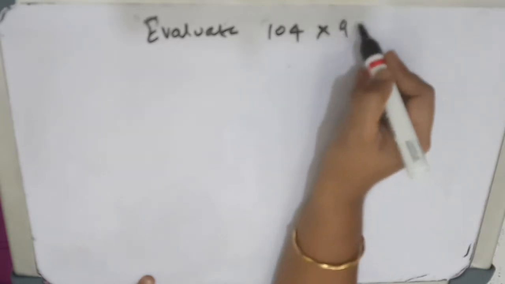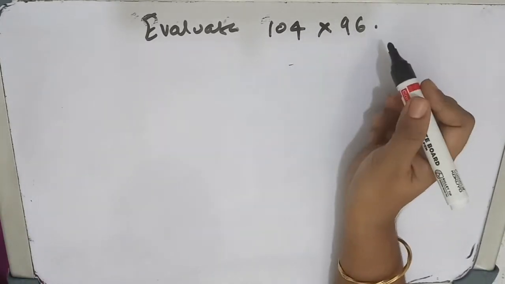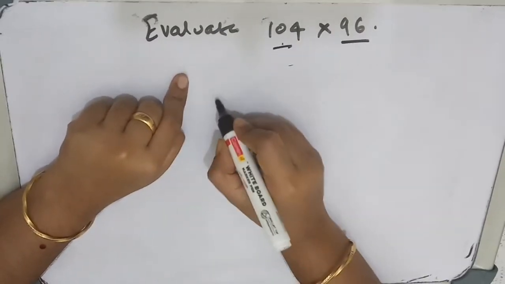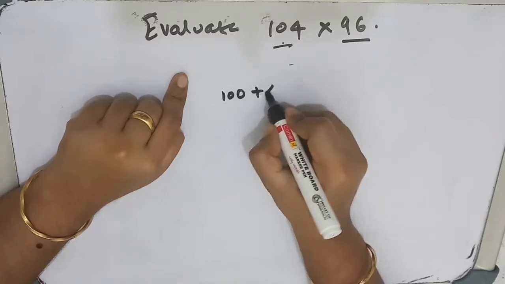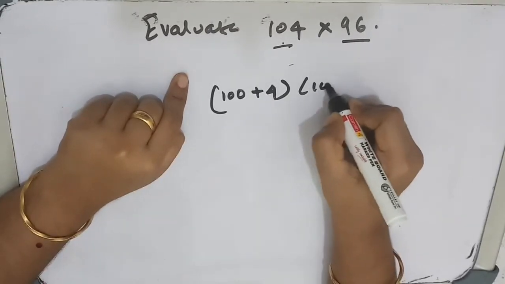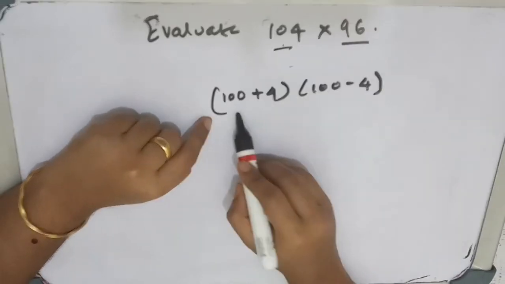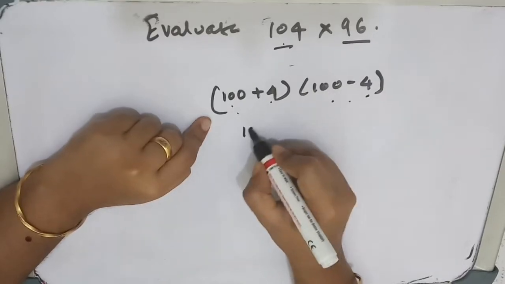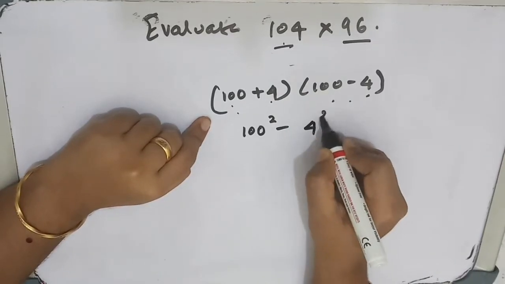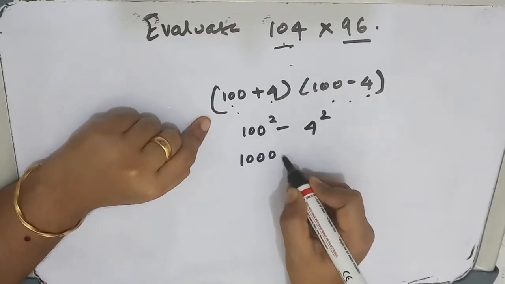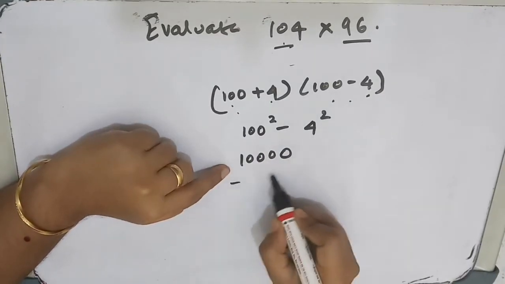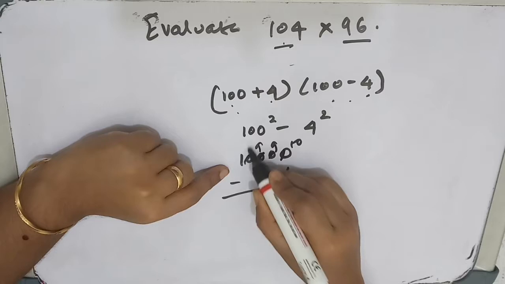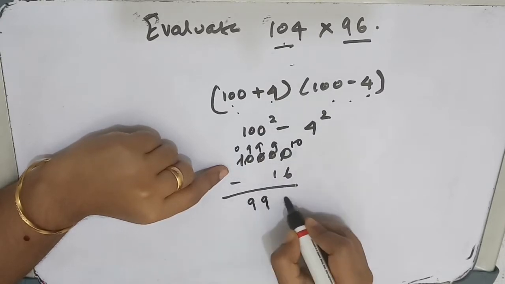Evaluate 104 into 96 without directly multiplying the terms. Here we know that using algebraic identities we can express 104 as 100 plus 4 and 96 as 100 minus 4. Now the expression has become a plus b into a minus b. Therefore we can write it as 100 square minus 4 square. That is 10,000 minus 16. We get the value as 9984.